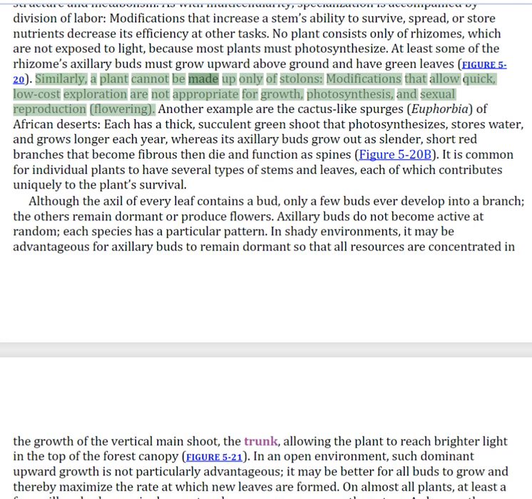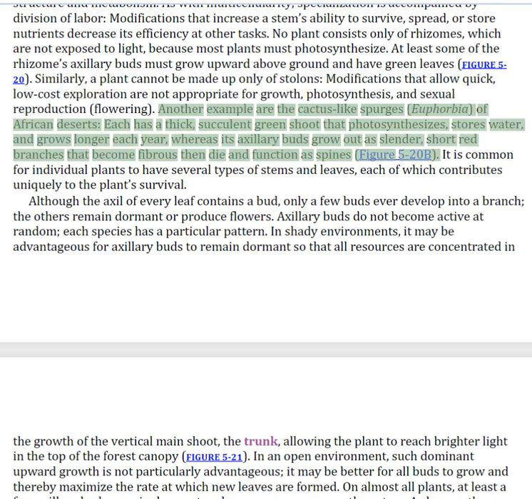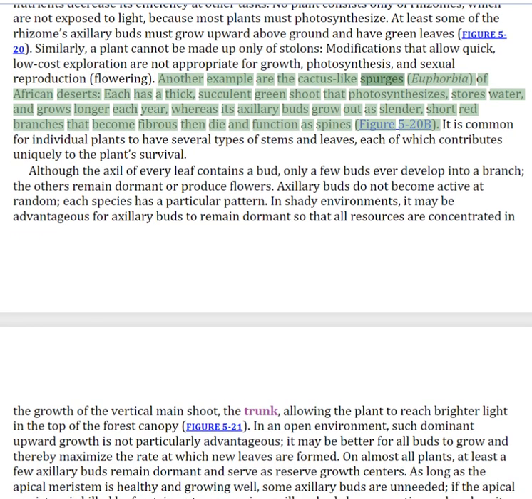Similarly, a plant cannot be made up only of stolons. Modifications that allow quick, low-cost exploration are not appropriate for growth, photosynthesis, and sexual reproduction. Another example are the cactus-like spurges of African deserts. Each has a thick, succulent green shoot that photosynthesizes, stores water, and grows longer each year, whereas its axillary buds grow out as slender, short red branches that become fibrous then die and function as spines.